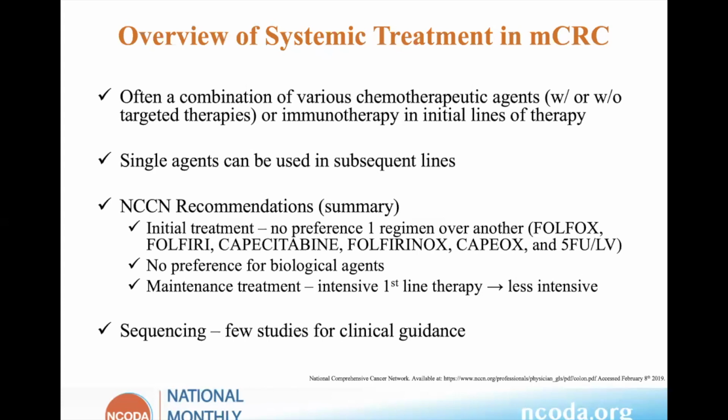There is also no preference for biological agents if indicated. So for example, either Vectibix or Erbitux can be used if indicated. The rule of thumb with mCRC is to start off with intensive first-line or perhaps second-line therapy, which includes multiple agents, then move to less intensive therapy. As with most cancer types, sequencing is always a challenge, and there are limited studies to guide clinicians in this area. So we refer to guidelines, comorbid disease states, performance status, and so on. Next slide, Stephen.